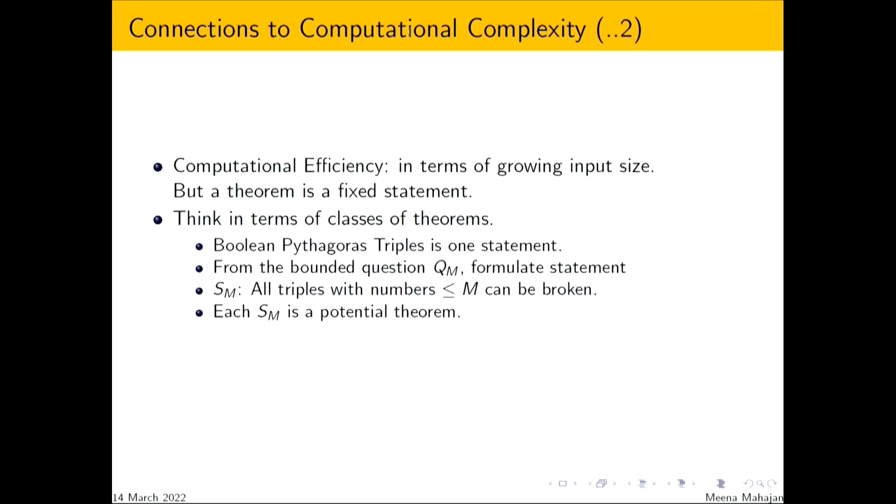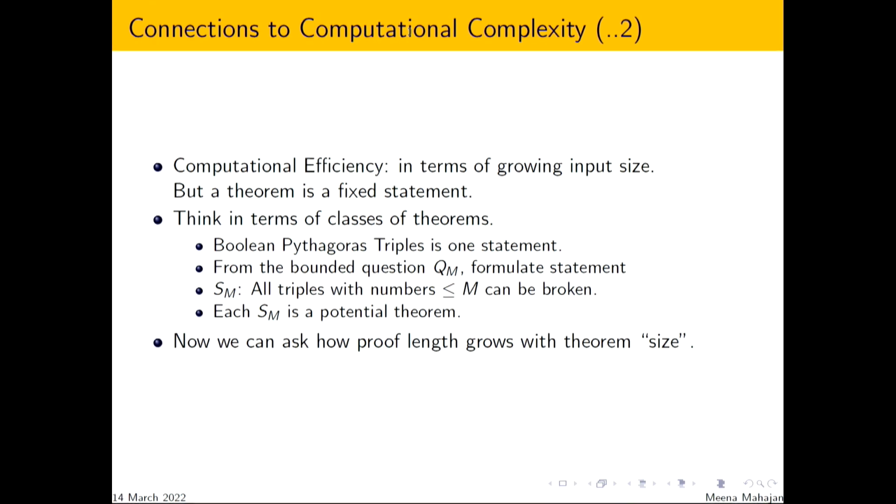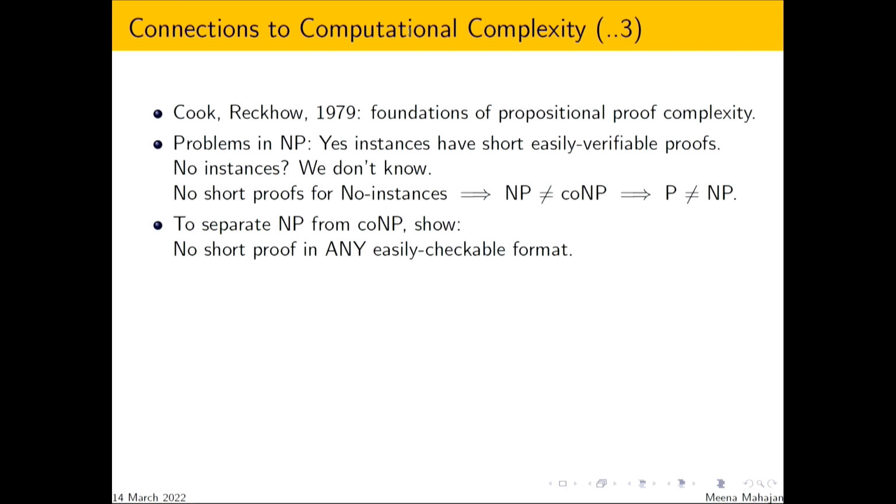So you have a statement which has many different variables, many different clauses, and then you want to ask whether it satisfies some constraints. So now you can ask this question: how does the proof size grow as the theorem size grows? Well, at this point, "theorem" should still be in quotes because it's a theorem which you're trying to prove, a potential theorem. As the size of the statement grows, how does the proof size grow? So in 1979, Steve Cook and his student Robert Reckhow laid the foundations of this area, propositional proof complexity.